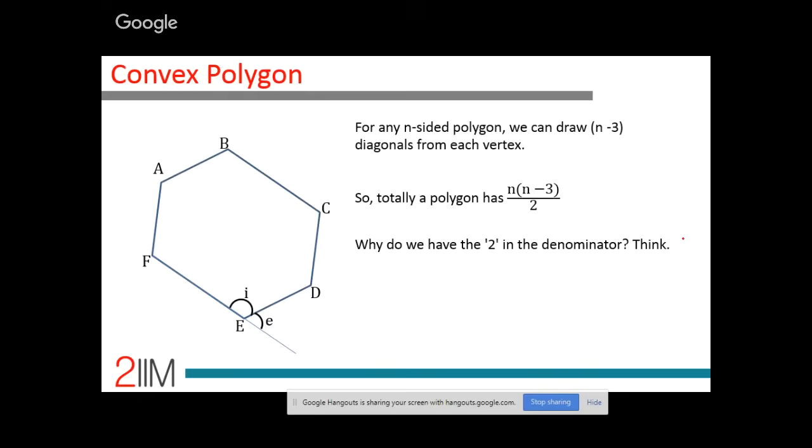Any n-sided polygon will have n into n minus 3 by 2 diagonals. From each vertex, you will have n minus 3 diagonals. So n into n minus 3 total diagonals. But here we are double counting everything. So n into n minus 3 divided by 2.